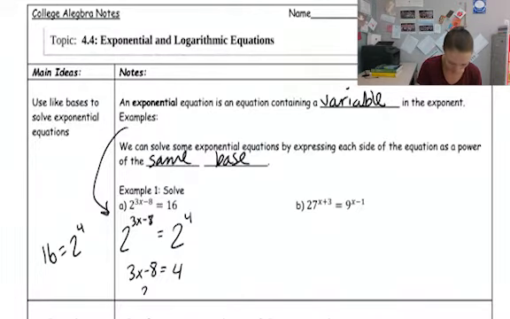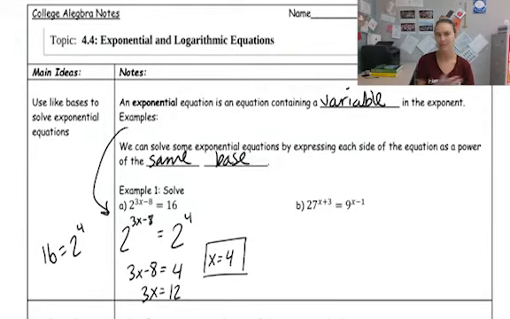So solving, I can add 8 to both sides. I get 3x equals 12 and x equals 4. Now be careful, x isn't 4 because 16 was 2 to the 4th. It just happened to be 4 when we set the two pieces equal to each other.